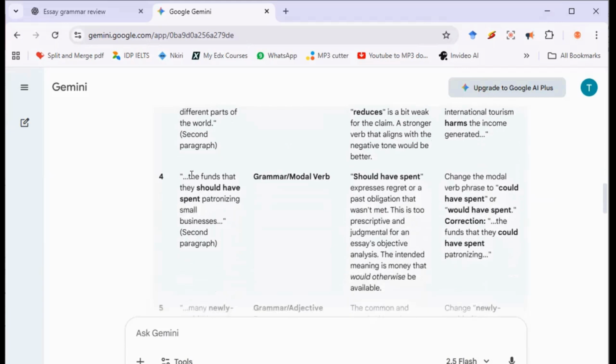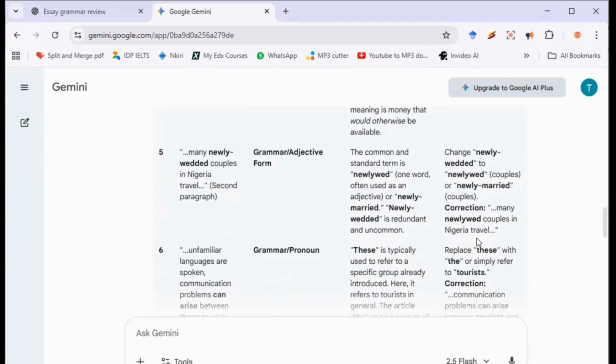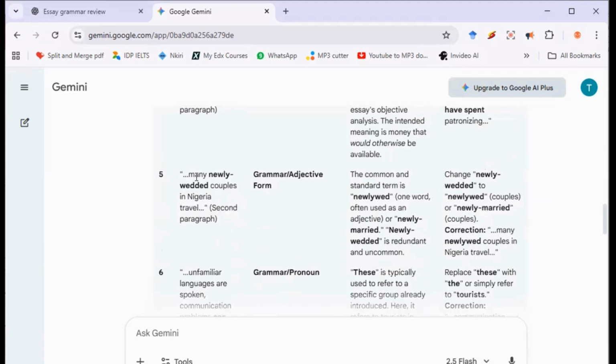Number four, the funds they should have spent patronizing small businesses. ChatGPT brought this one out for us. He said it could be changed to, the funds they could have spent. Yes. Then here we have many newly wedded couples in Nigeria. The common term is newlywed. Okay, newlywed. Oh, okay, that's the way to write it. Many newlywed couples in Nigeria.